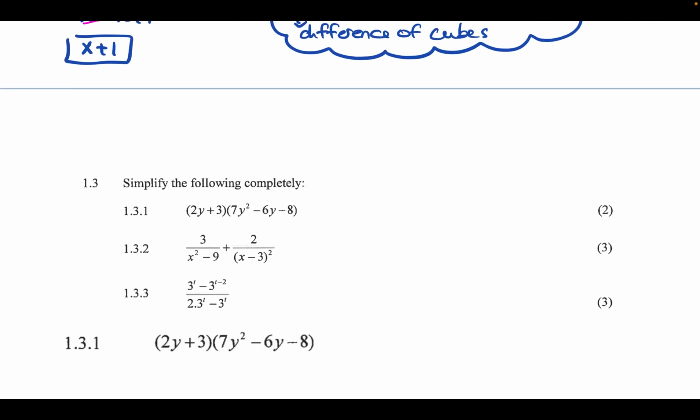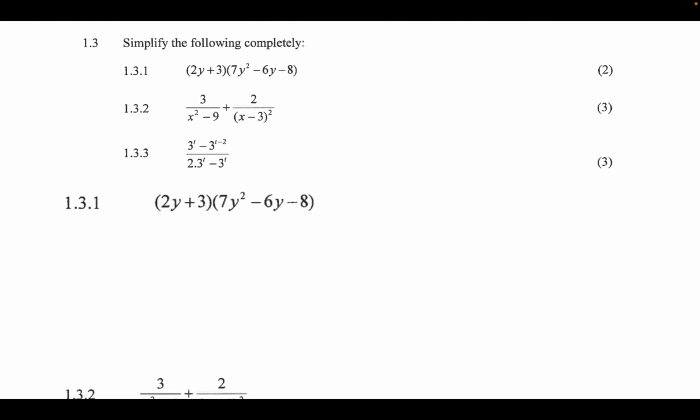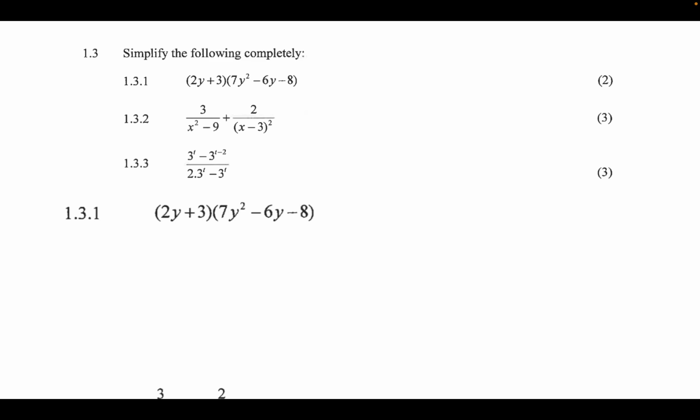Okay, let's move on to 1.3. 1.3.1. These say simplify, which I think of as the opposite of factoring. We are actually multiplying this out. And if we have two terms, binomial by 3 terms, we are going to do 6 multiplications. And we just want to keep track of that. So we can think of it as 2y times the 3 terms of the trinomial, and then the 3 times the 3 terms of the trinomial. So just keep close track.